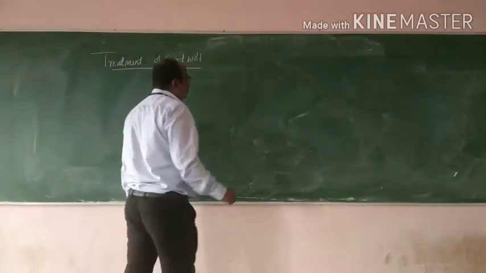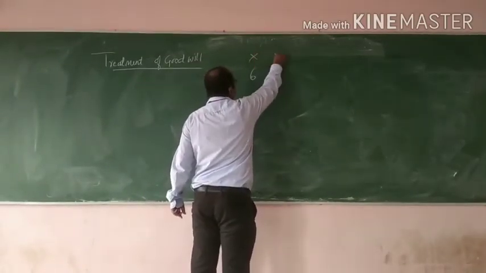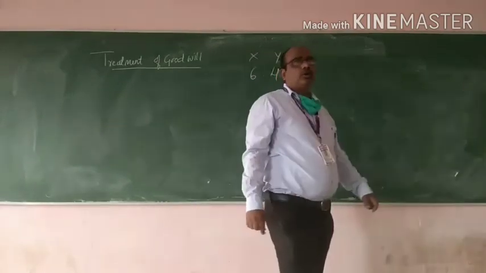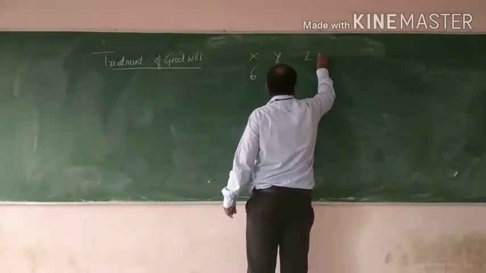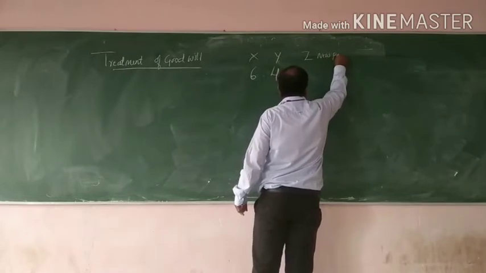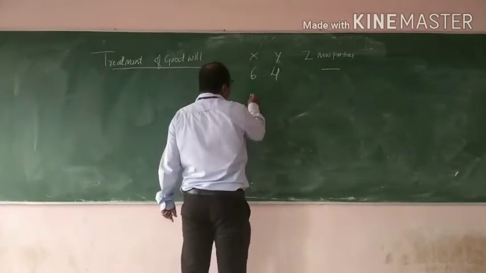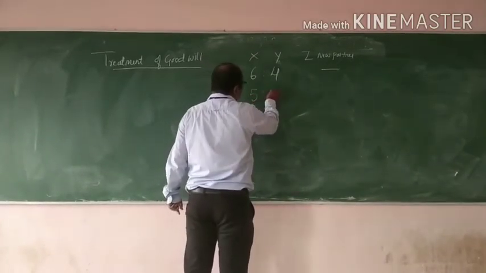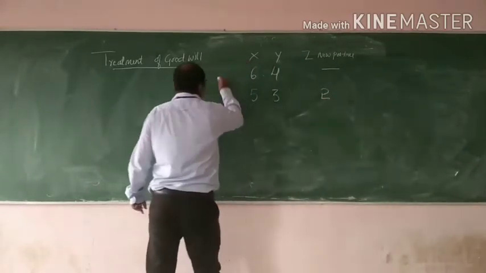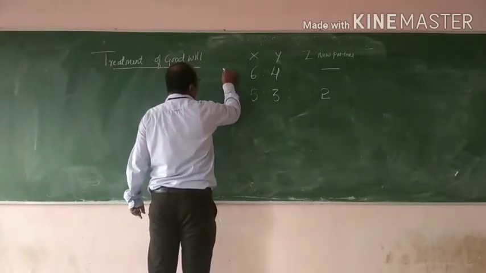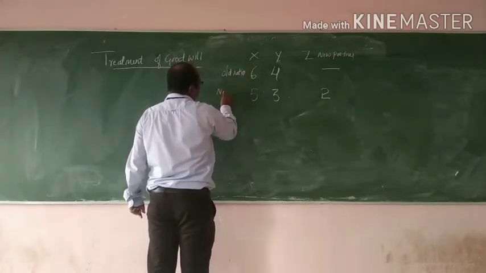So let us take one example. 6:4 is the ratio of X and Y. Now they admit Z as a new partner, and the new profit sharing ratio is 5:3:2. This is the old ratio, and this is the new ratio.